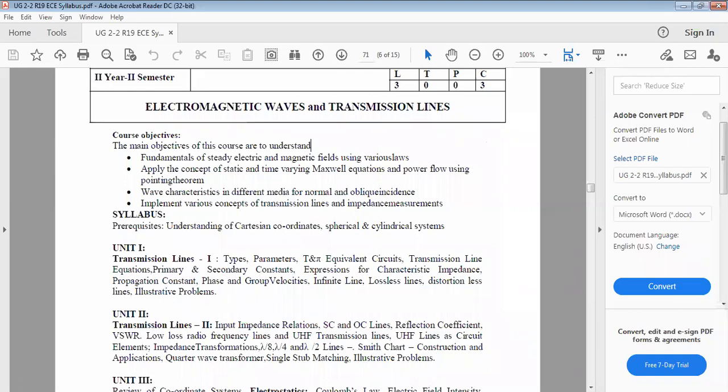Similarly, lossless line. The line is said to be lossless if and only if the loss parameters, resistance and conductance, are zero. That is R equal to G equal to 0. When R equal to G equal to 0, the medium is said to be lossless. Not distortionless, that is lossless.